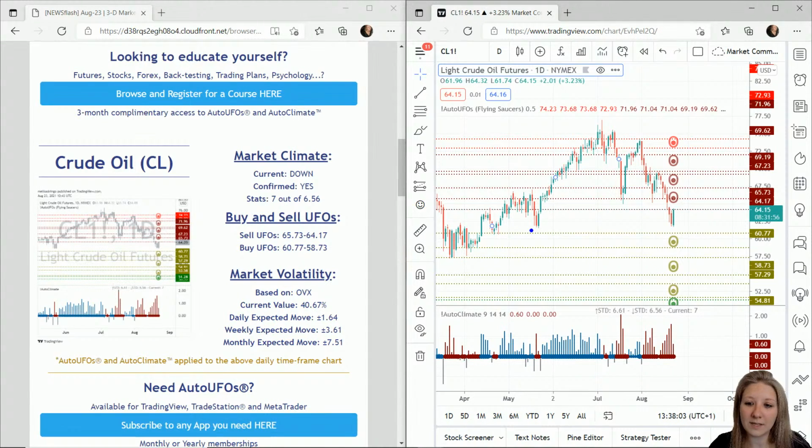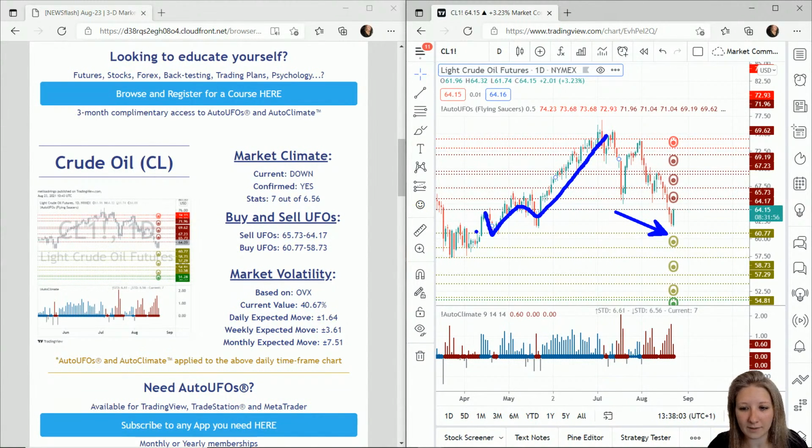Now in terms of sell orders, we have sell orders just above us here at 67.23 to 64.17. That's our closest stack of sell orders. And they are already working to push price down. Price has hit them and come back down a little bit, so we should be aware of that. We then have buy orders here, 60.77 to 58.73. They worked already a while back to push price up.